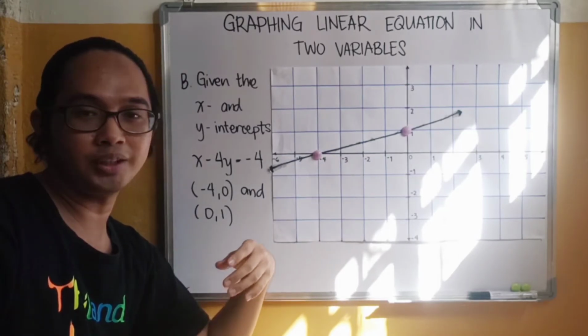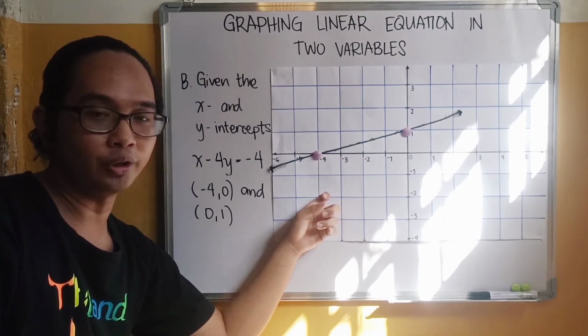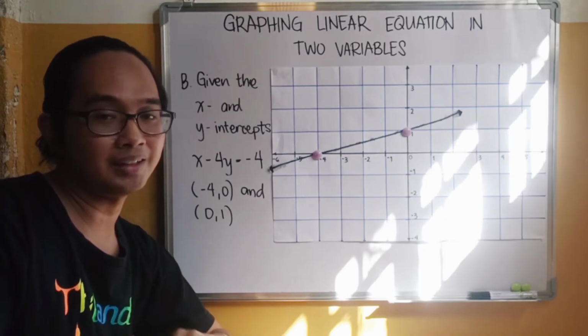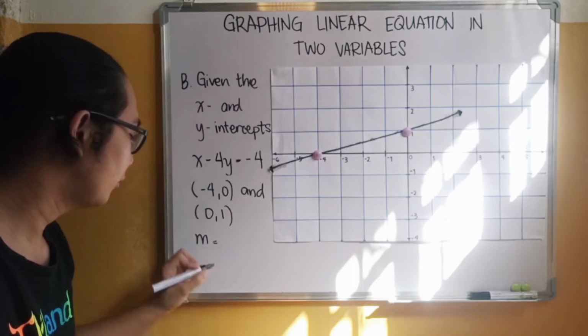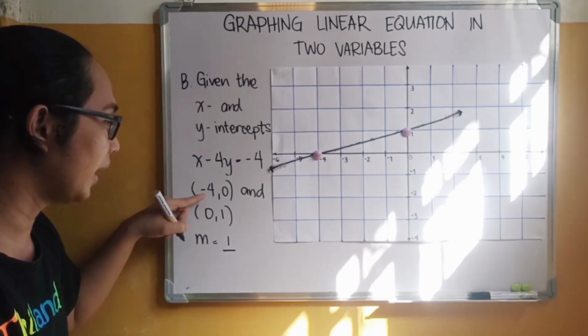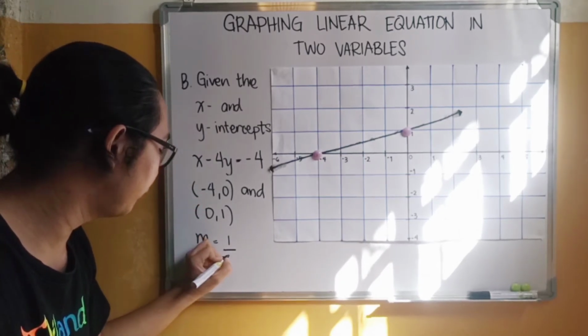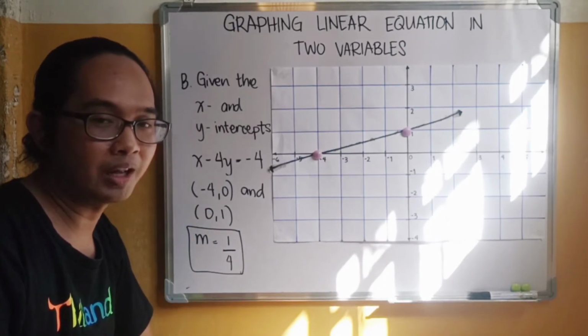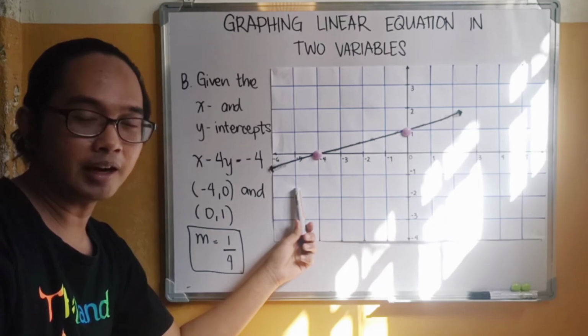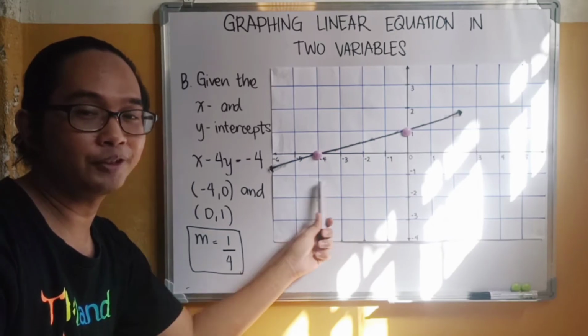And for us to describe the linear equation, what we are going to do is we need to find the slope. Slope is 1 minus 0, which is 1, over 0 minus negative 4, which is positive 4. Therefore, the slope is 1 over 4 or 1/4. The trend of our graph is increasing from left to right.